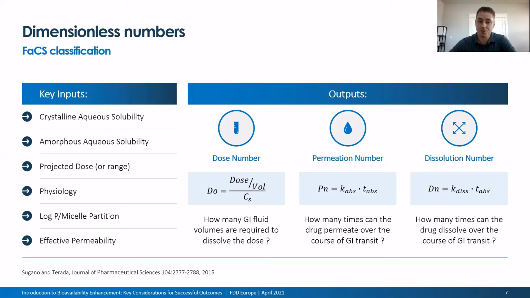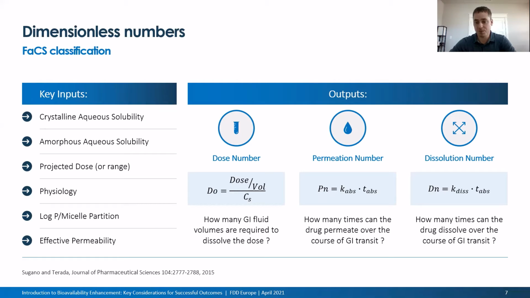The dose number is a measure of whether or not you are going to be solubility limited. So if this is a value greater than 1, your entire dose will not dissolve in a single GI fluid volume. The permeation number is a measure of how many times the drug can permeate over the course of GI transit, and so a measure of the permeation rate of the compound.